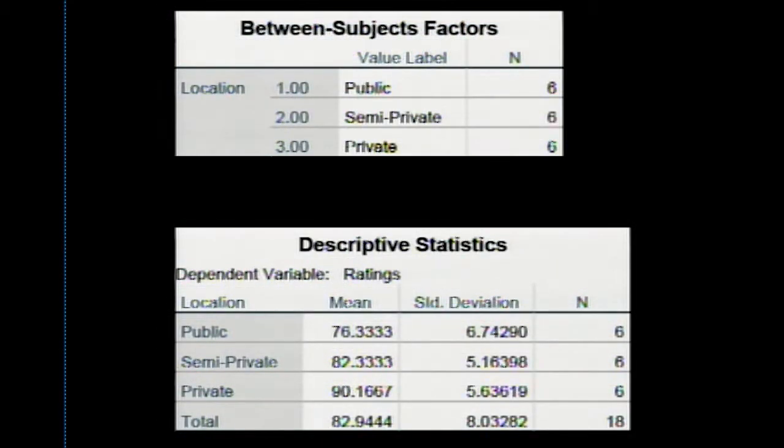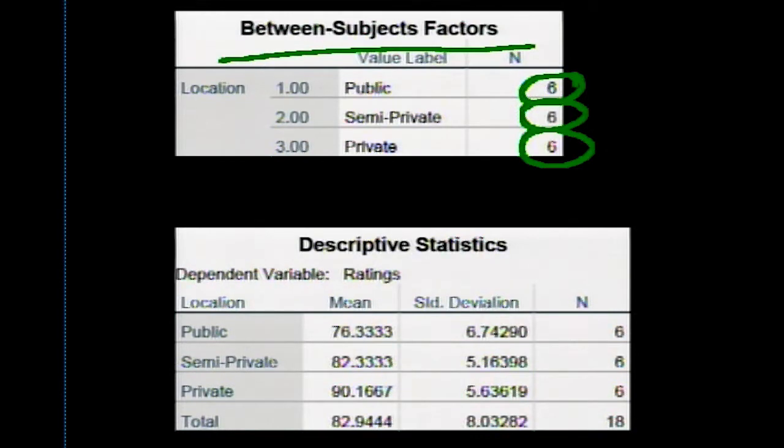Now, the first thing that the computer will give me are these output pages with the following boxes on them. You can see the first box is the between subjects factors. As we look at this, we notice that there are 6 cases in each of the 3 locations. That doesn't surprise us because we saw that in the data. The next box is really, really important.